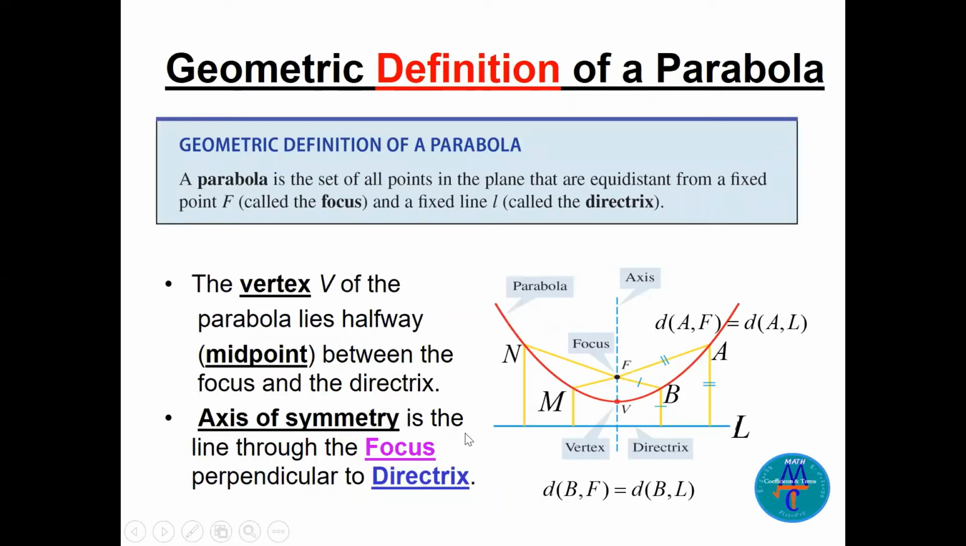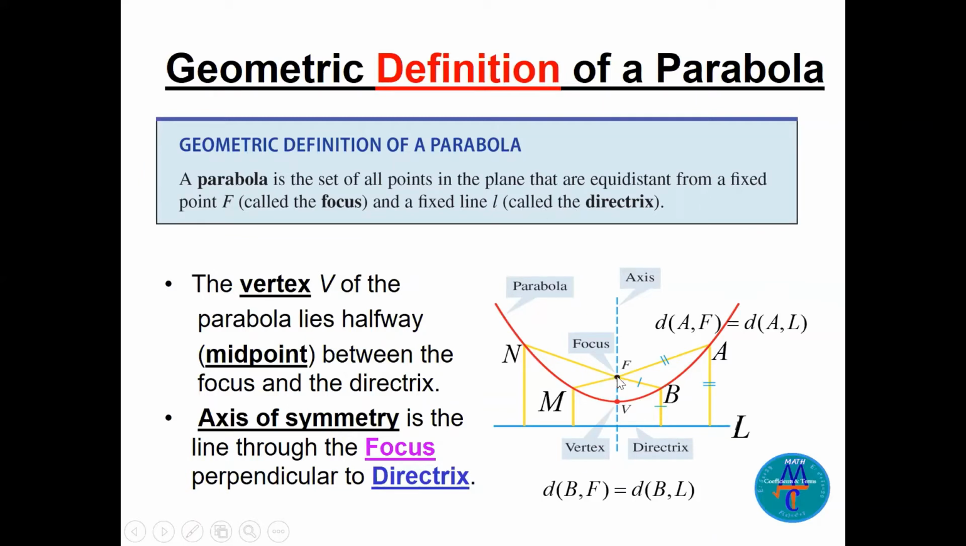Now, this is a geometric definition of a parabola. What is the meaning of a parabola? It's so interesting. A parabola is the set of all points, like these points here, M, N, V, B, A, any point on the parabola, that are equidistant. Equidistant means the same distance from a fixed point called the focus and a fixed line called the directrix.